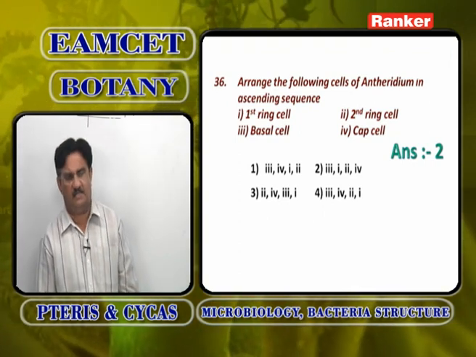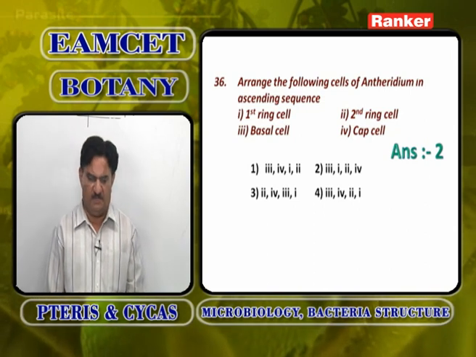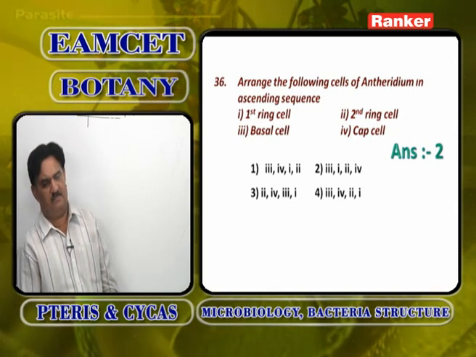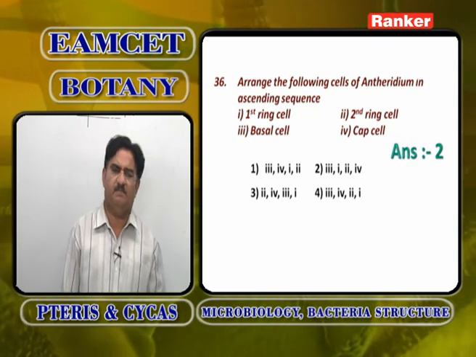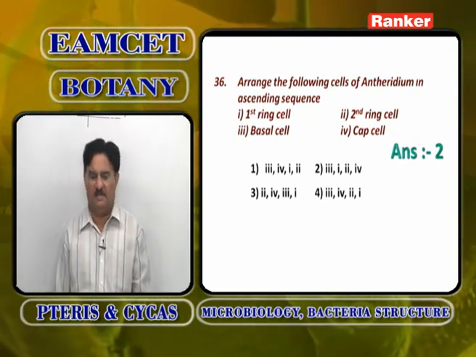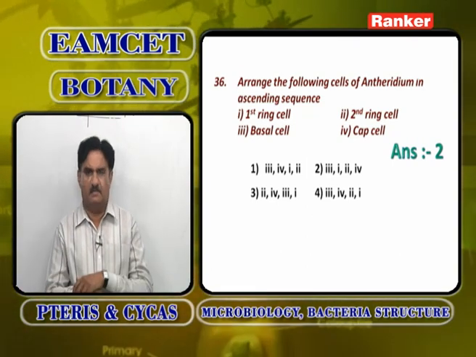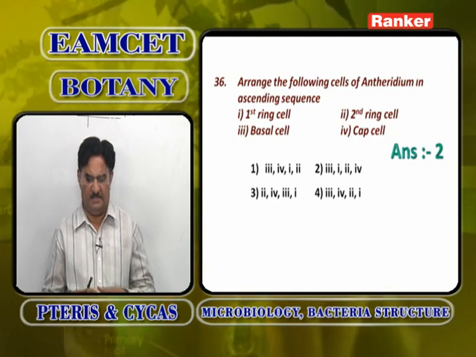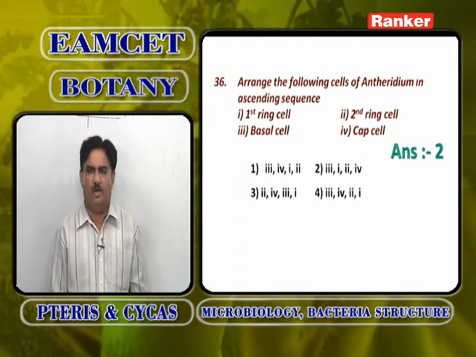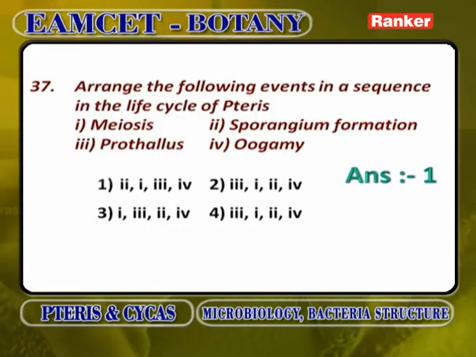So, the correct order is: at the base, the basal cell or stalk cell formed from tissue of the prothallus, then the first ring cell forms the base of the antheridium, then the second ring cell forms the sides of the antheridium, and the cap cell forms the topmost portion of the antheridium. So, the answer is basal cell, first ring cell, second ring cell, cap cell. Second option: 3, 1, 2, 4.